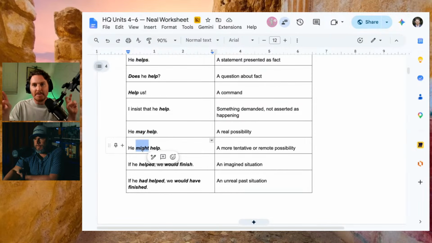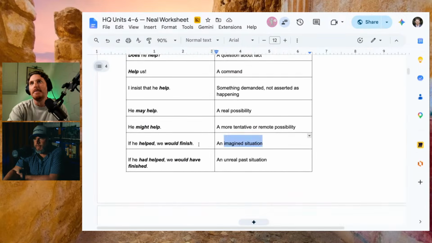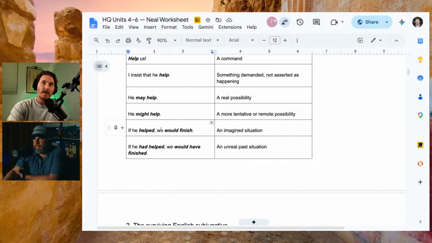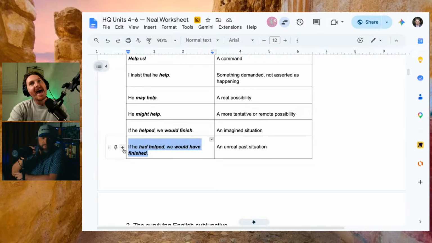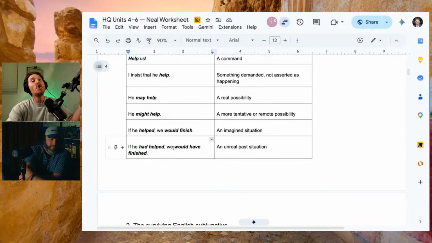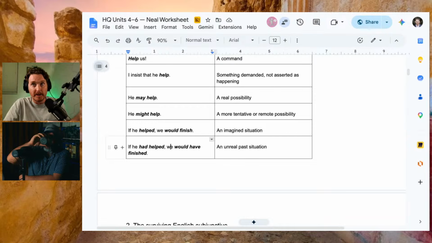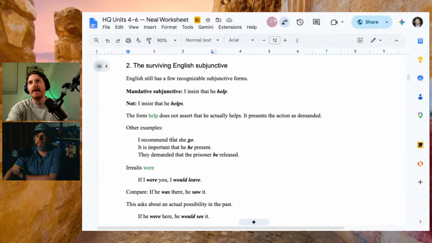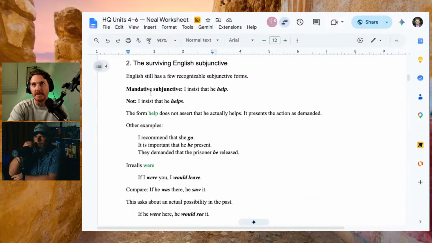He might help. That's more like the optative. That's like, if we pay him $1 million, he might help. But most of the time, we don't expect that to happen, right? If he helped, he would finish. That's an imagined situation. If he had helped in the past, we would have finished, but that's counterfactual because that implies we didn't finish. Make sense? Yeah.